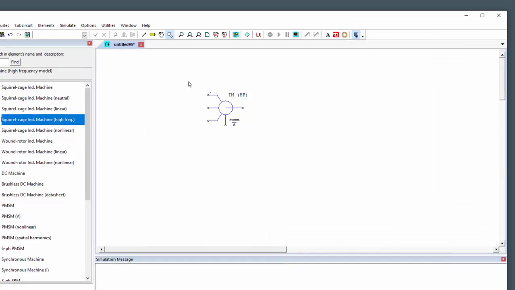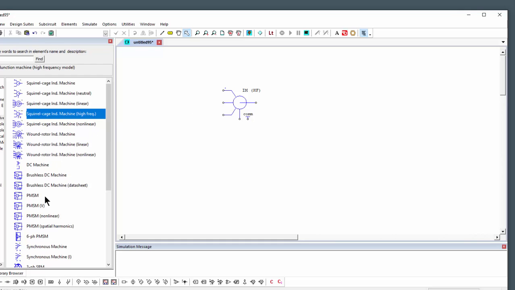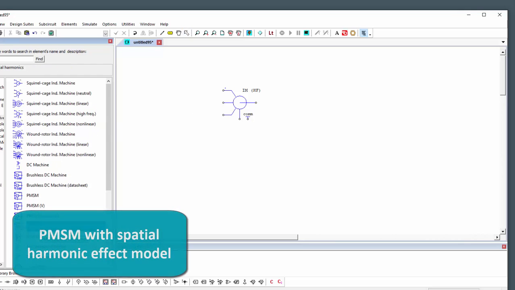So look for a tutorial video that deals with this machine model in a little bit more detail. We're just sort of introducing what's available right now.